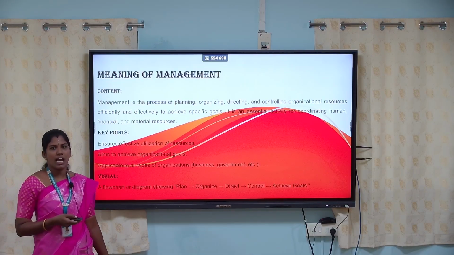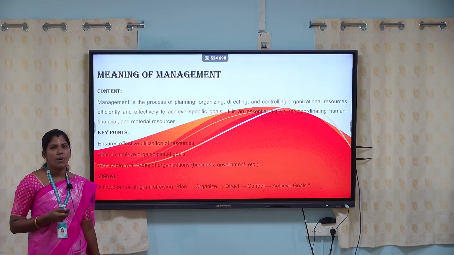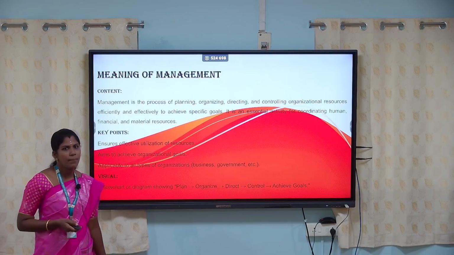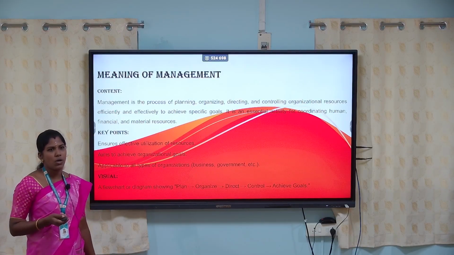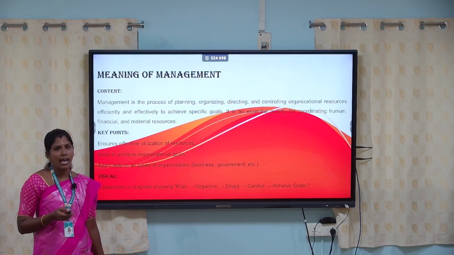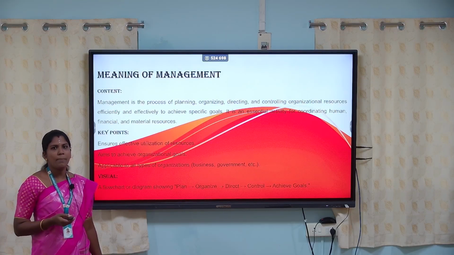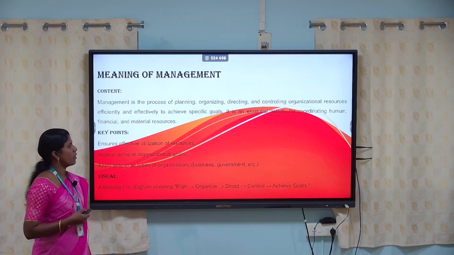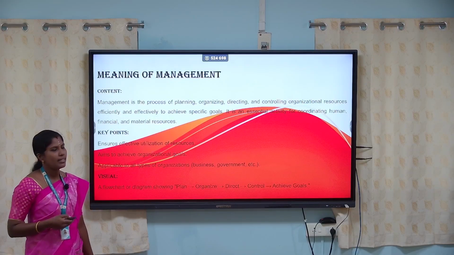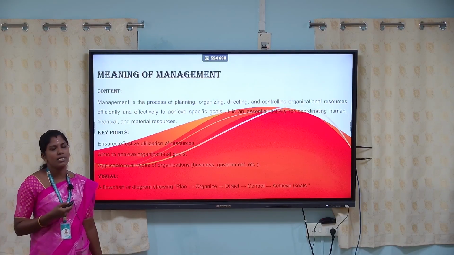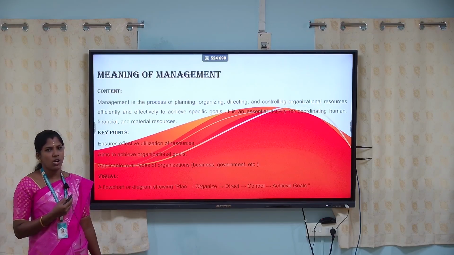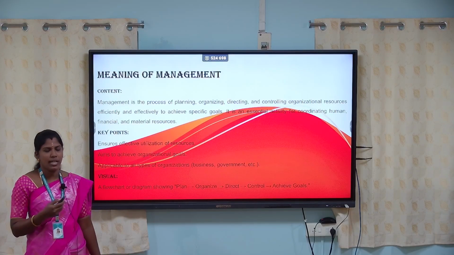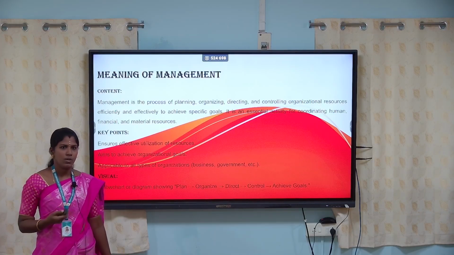The next one is directing. Directing is monitoring and evaluating the employees. Then controlling. This is the immediate action taken for that performance. It is an essential activity for coordinating human, financial and material resources. These things are coordinated in management, and only then are they achieving their goals.